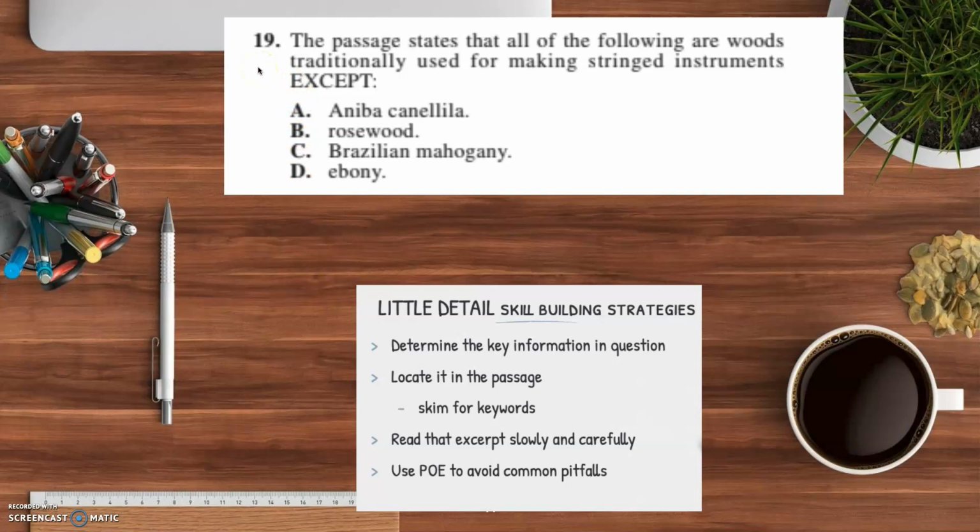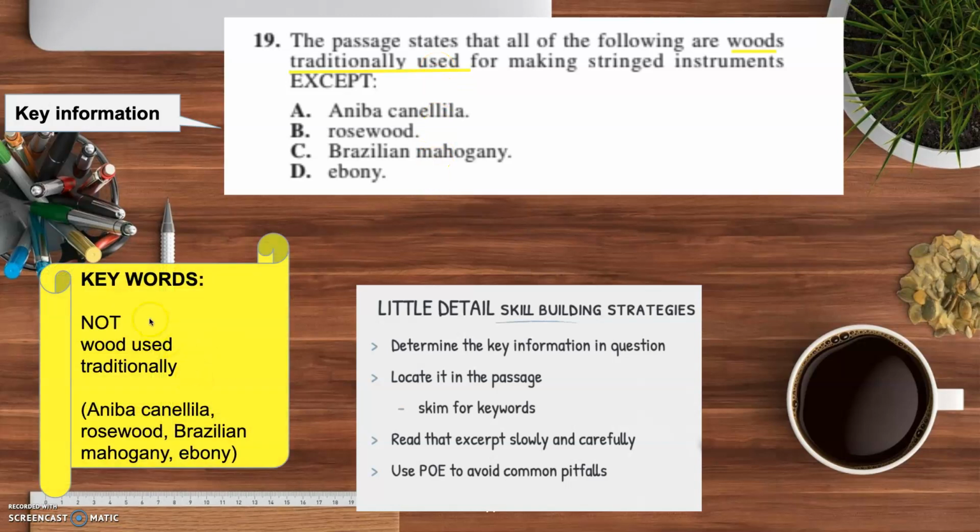So this question says, the passage states that all of the following are woods traditionally used for making stringed instruments except... Okay, so I know here I've got one of these except questions. That means that 3 of these answer choices are going to be woods traditionally used for making stringed instruments. That's kind of the key information. Keywords I'm going to pull out here: wood used traditionally. Might be good to kind of have a record of what woods I'm looking for, because I've got to figure out which one is not a traditional wood.